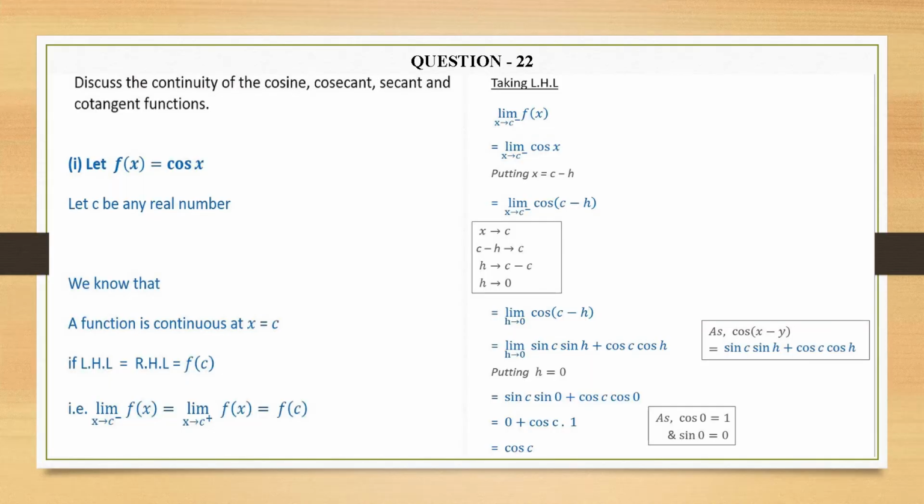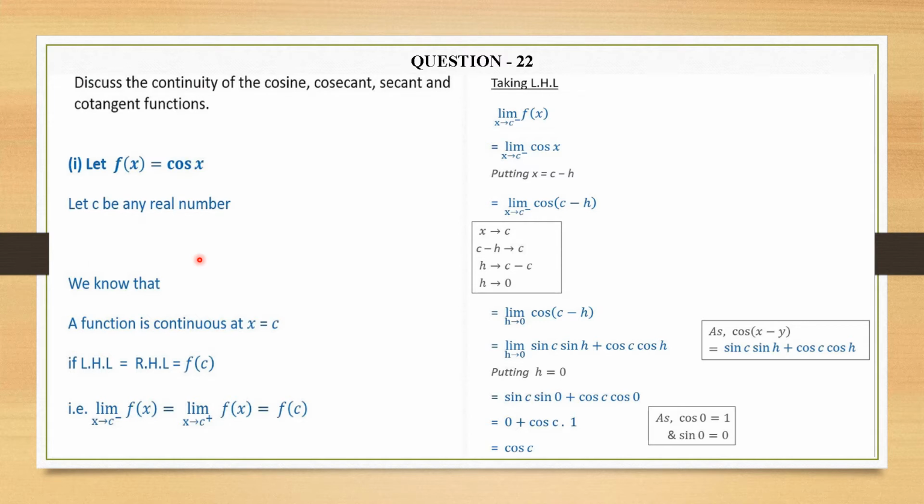Question number 22 says discuss the continuity of cosine, cosecant, secant and cotangent functions. We have done in your example how to check the continuity of sine function. So today let us see how to check the continuity of all these rest of the functions. The tangent continuity has also been checked while solving an NCERT example. So f(x) is equal to cos x.